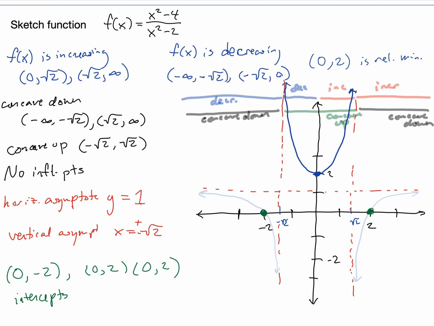We know that before negative square root of 2, the function is decreasing and concave down, so it must be going along, hitting the vertical asymptote like so, and then going along hitting the horizontal asymptote like that. So that's decreasing, concave down, and then on the other side of positive square root of 2, we are increasing and concave down, going through that x-intercept. And that is the graph of our function f of x equals x squared minus 4 over x squared minus 2.